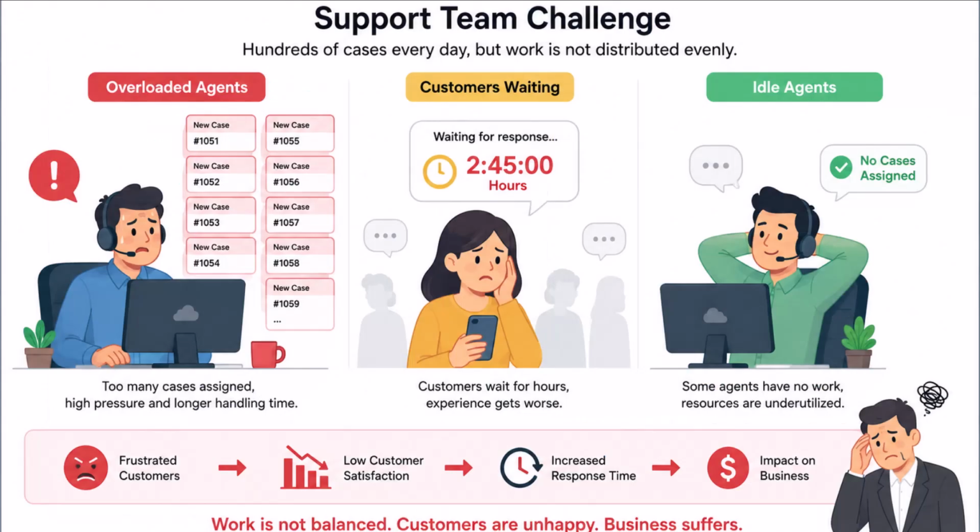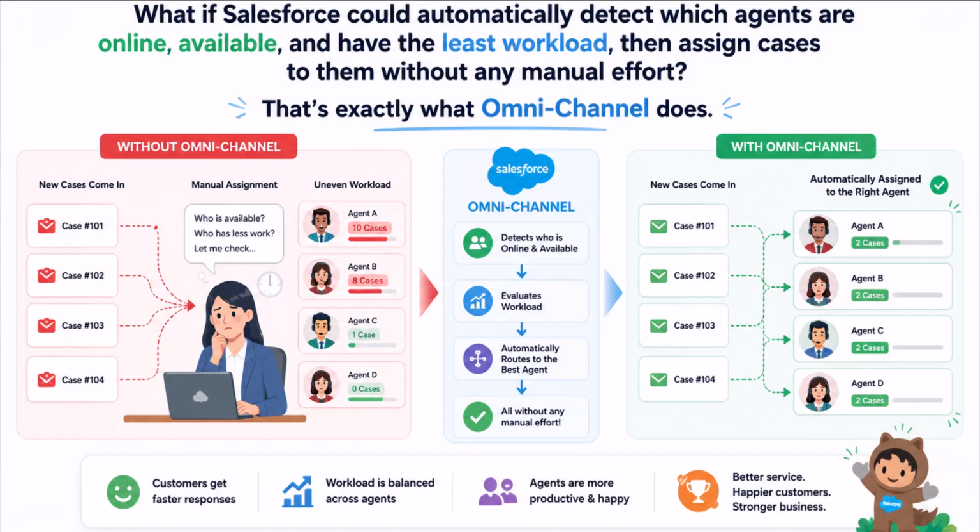Imagine your support team receives hundreds of customer cases every day, and in that some agents are overloaded with the work while others are sitting idle, and customers wait for hours, response time increases and everyone becomes frustrated. So here, what if Salesforce could automatically detect which agents are online, available and have the least workload, then assign the cases to them without any manual effort? That's exactly what Omnichannel does.